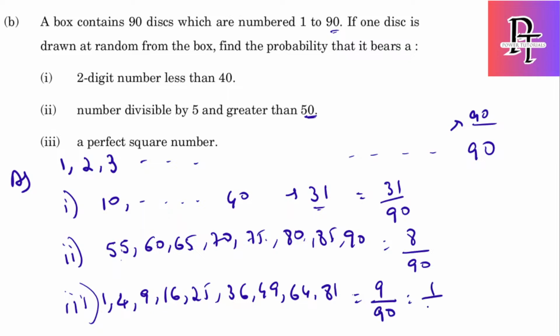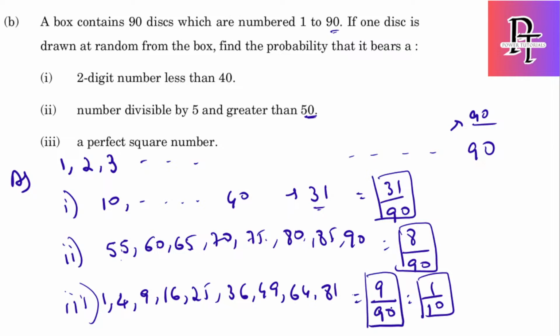I also say the answer is 1 by 10. So the first answer is 31 by 90, second is 8 by 90, and the third is 1 by 10 or 9 by 90. Both are correct. Okay, so these are called the perfect square numbers. So in this way 27th is done. Let's move to 28th question.